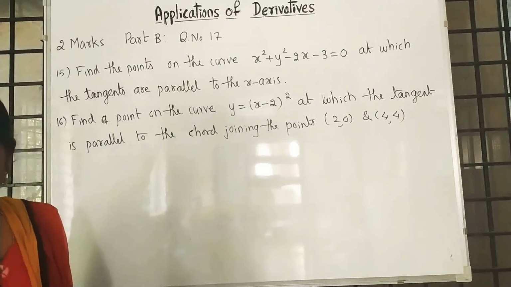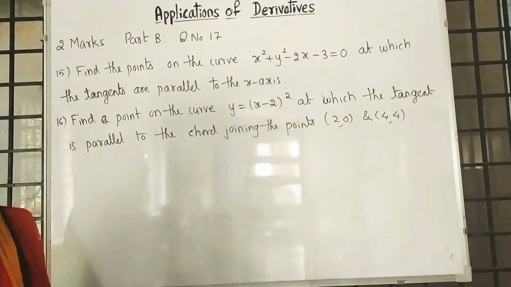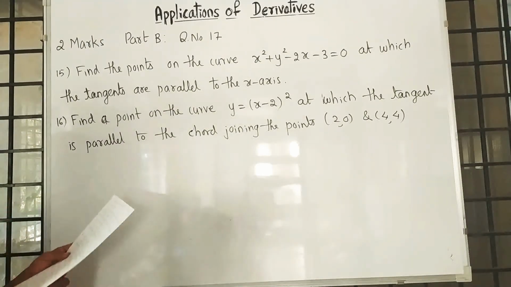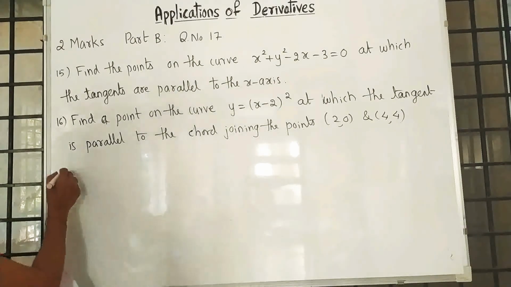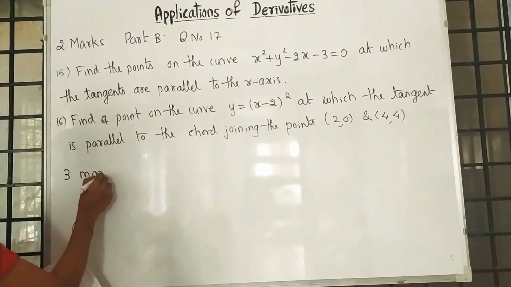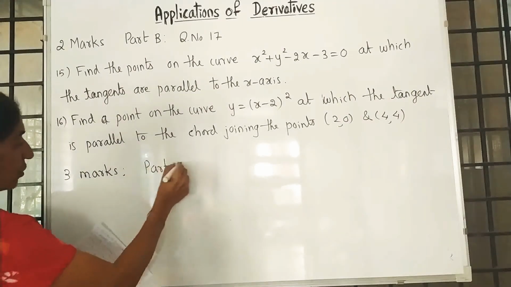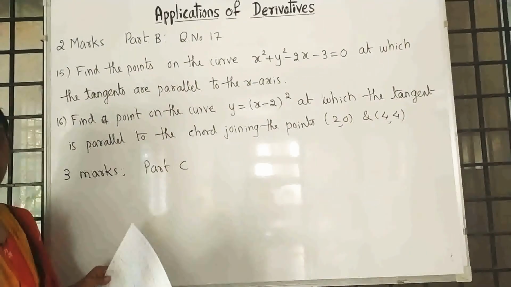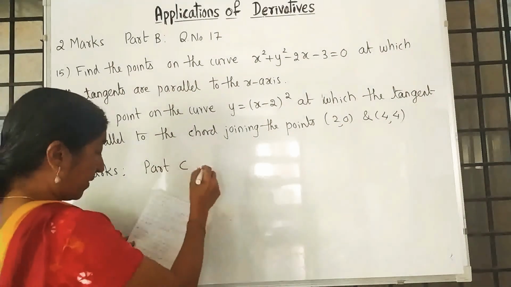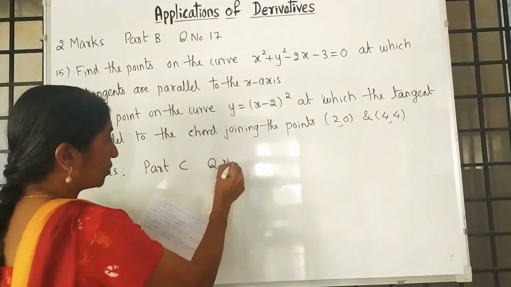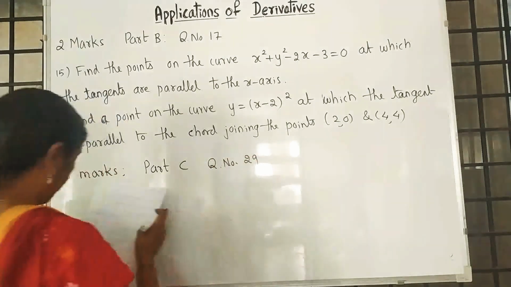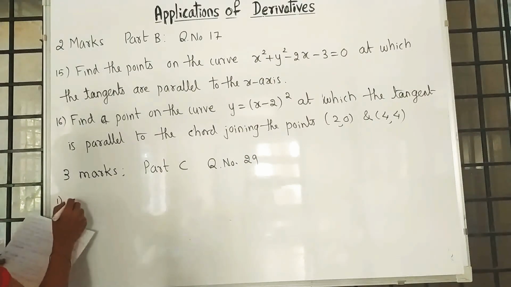Now I am giving you the expected questions for 3 marks in part C for question number 29. Only one question comes, and that question carries 3 marks in part C at question number 29. Read on the first one.